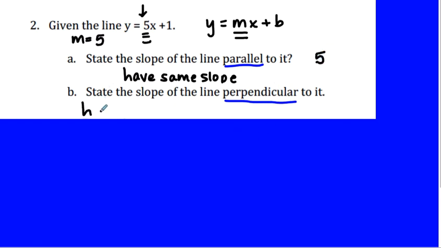Perpendicular lines have opposite reciprocal slopes. Reciprocal means flip. So think of this as 5 over 1. So a perpendicular slope would be m equals -1/5. Those are two concepts that we want to make sure you remember, okay?